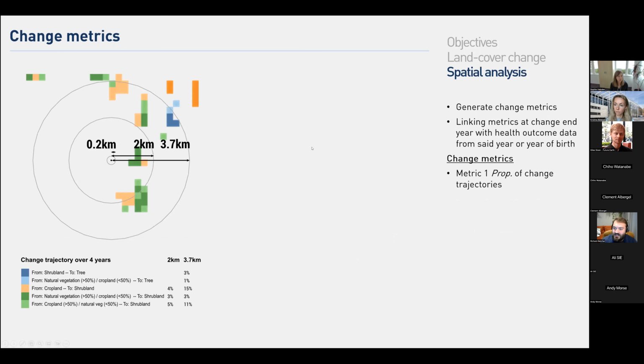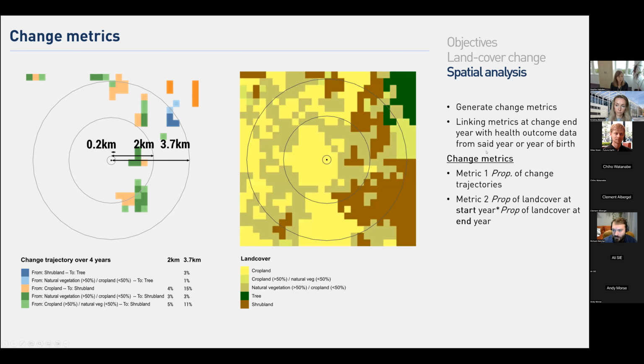The first metric we're looking at is the proportion of change trajectories around where people live. You can see here an example from one hypothetical household in a village, with quite a lot of change from cropland to shrubland in the area. For metric 2, we can look at the proportion of land cover at the start year, interacted with the proportion of land cover at the end year. This has the advantage that you can quantify the total area rather than just looking at the trajectories, because a change from a very small amount to a little bit more is different from a change from a large amount to a lot more, if that makes sense. We're also interested in looking at the change in diversity or heterogeneity indices from start year to end year, for example, a Shannon index of the land covers.